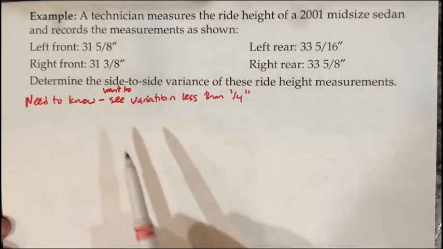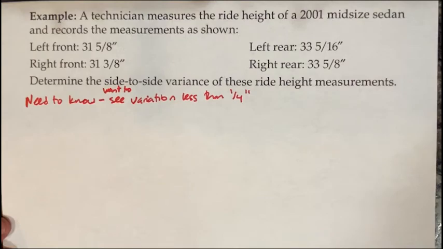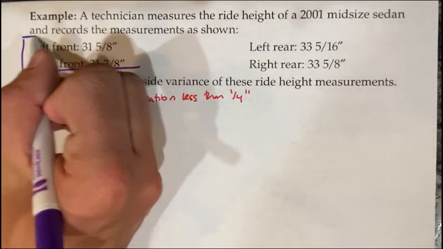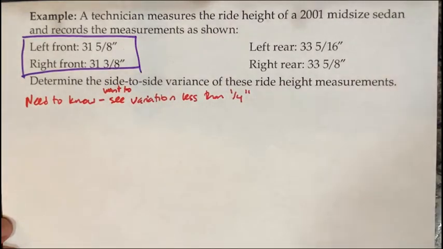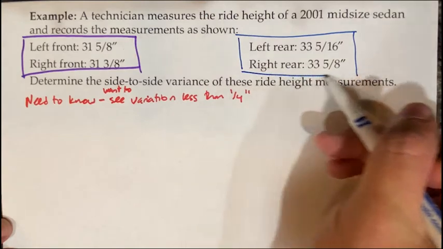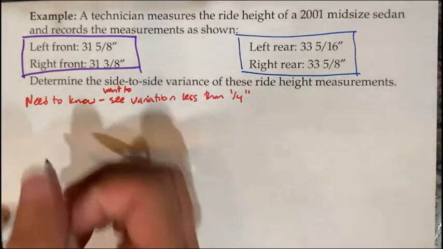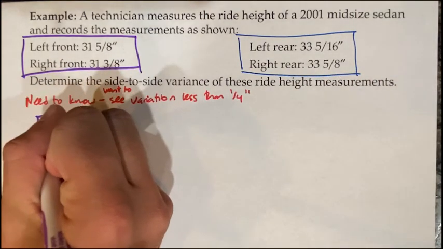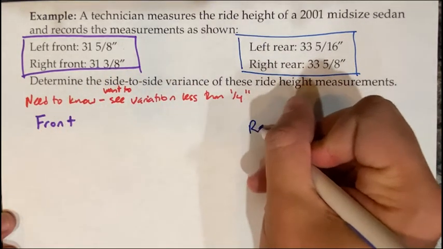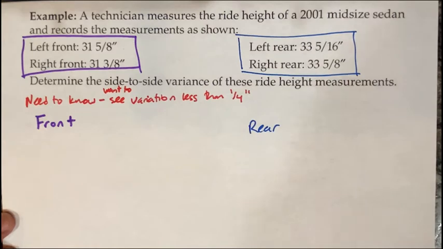of variation. So first, what we're going to do is split this into two problems. We've got our front, left and right, and we've got our rear, left and right. So carrying that on down. Now remember, anytime that we are looking at variation, we're looking at difference. And anytime that we're looking at difference, we're going to be setting it up with a subtraction problem.